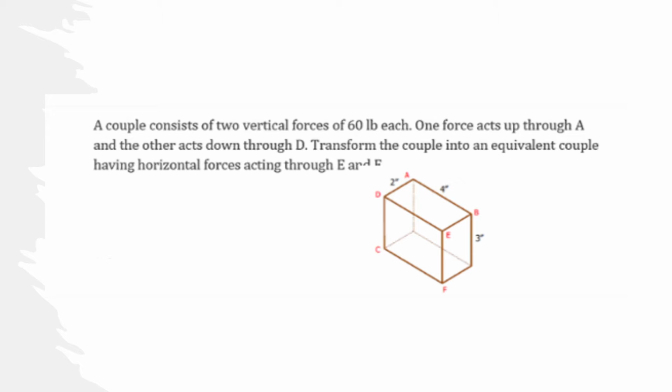So problem number 3. A couple consists of two vertical forces of 60 pounds each. One force acts up through A and the other acts down through D. Transform the couple into an equivalent couple having horizontal forces acting through E and F.